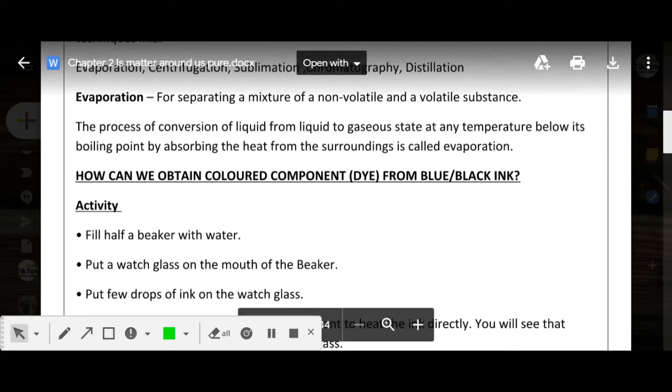Today I am going to explain certain important topics of our chapter number 2, Matter Around Us, of class 9th science. So what is evaporation? Evaporation is basically the process of conversion of liquid into gaseous state at any temperature below its boiling point.